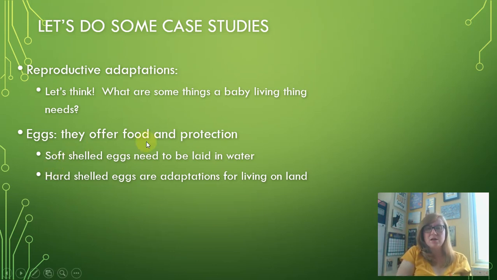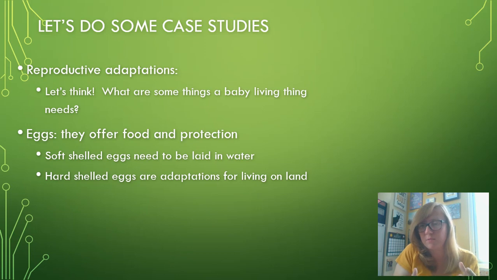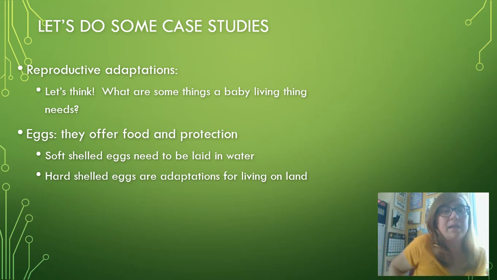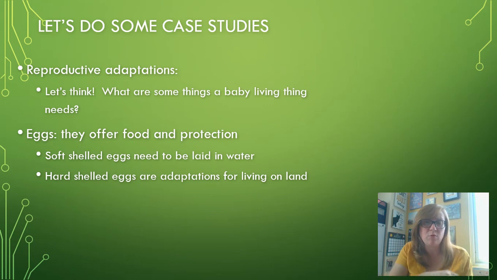So eggs offer food and protection. There are soft-shelled eggs, so creatures like fish and amphibians lay soft-shelled eggs. Do you ever go to a pond and see frog eggs? Don't pick them up and ruin them, but they're very squishy and soft. So they don't offer as much protection. That's why frogs lay a zillion of them, because probably some of them are going to get snapped up and eaten. Same thing with fish. They'll make a zillion eggs. They won't just make one. But soft-shelled eggs need to be laid in water.